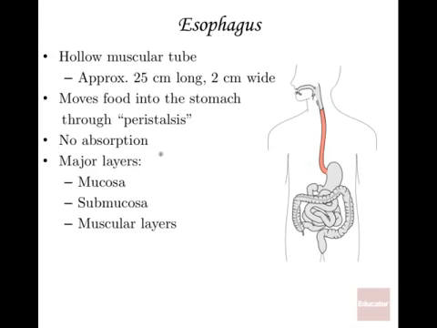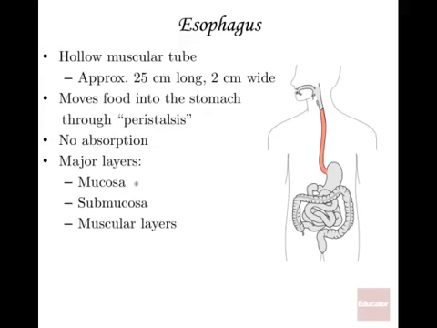No absorption happens in the esophagus. Yes, items are secreted. There are lubricating secretions into the lumen, the space in the esophagus, to help ease food down. But you do not do absorption of nutrients here. The first place that happens is actually in the stomach, and then further down.